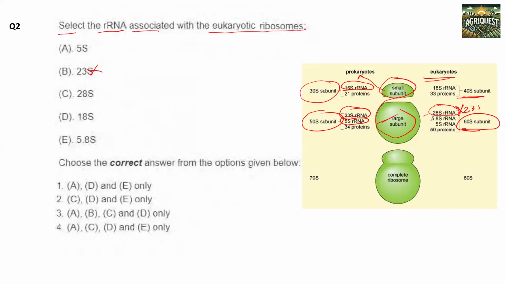But it contains 5.8S, which is correct, and it is also 5S rRNA, and it is also 18S rRNA. So these are also correct. So that one will be incorrect, but the fourth option is correct, means ACD is correct. ACD, the fourth option is correct.